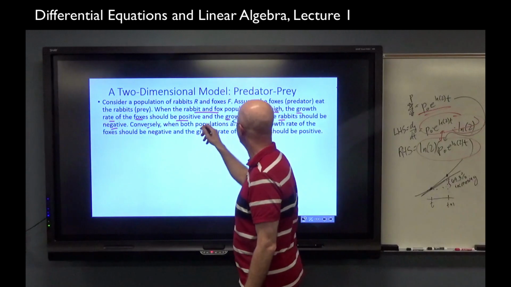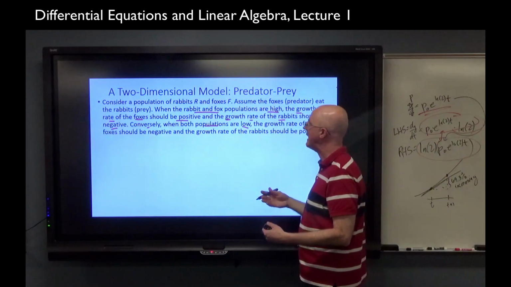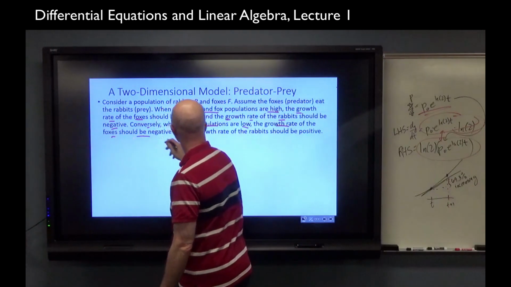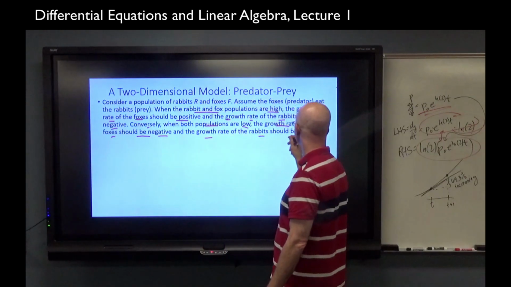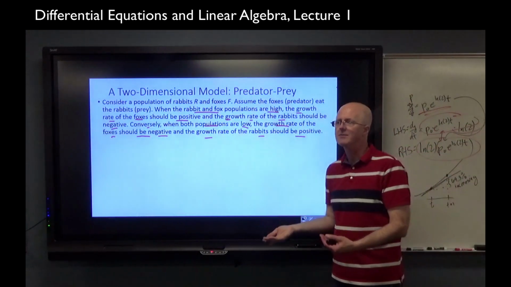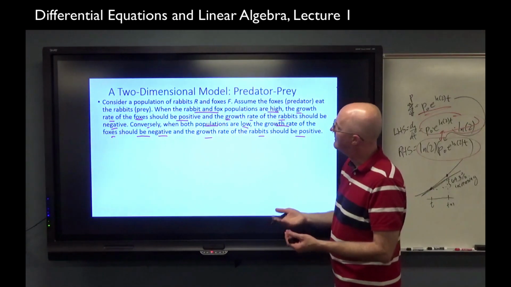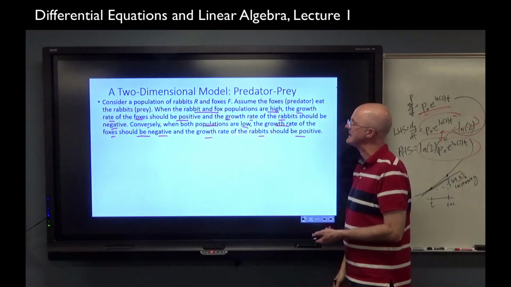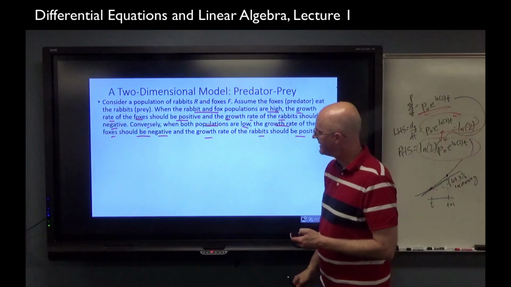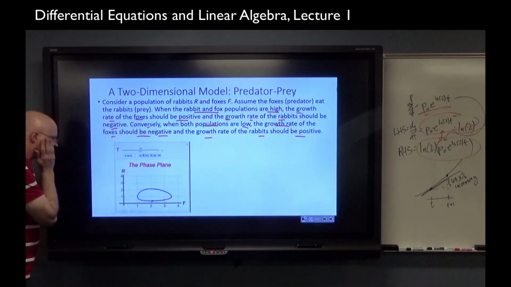Conversely, when both populations are low, there's not many interactions, not many eating opportunities. The rabbits have free reign. The growth rate of the foxes should be negative, and the growth rate of the rabbits should be positive. Foxes don't have much food, they're dying off. Rabbits don't get eaten much, they are growing. What kind of basic model would satisfy those kind of conditions? We could even make such a model graphically without even thinking about differential equations, perhaps. And that's what I've got here.